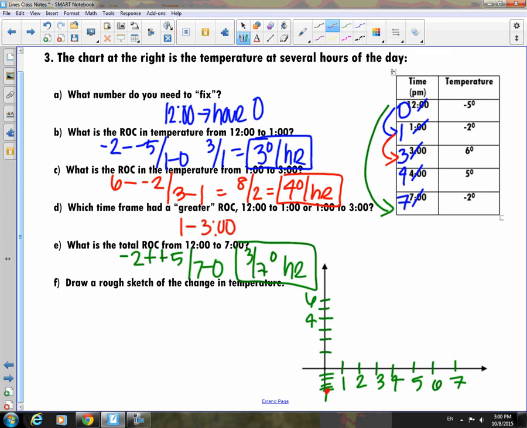At 1 hour, we were at -2. 2 hours, we were 6 degrees. 3 o'clock, we were, oh yeah, I was off one. 3 o'clock should have been 6 o'clock. 4 o'clock, we were at 5. And at 7 o'clock, we were back down to -2. So the temperature, like normal, as we notice, especially in Wisconsin, our temperature goes up and down.